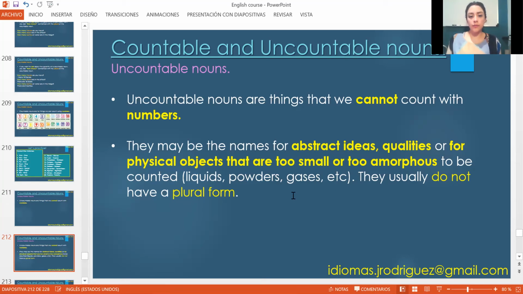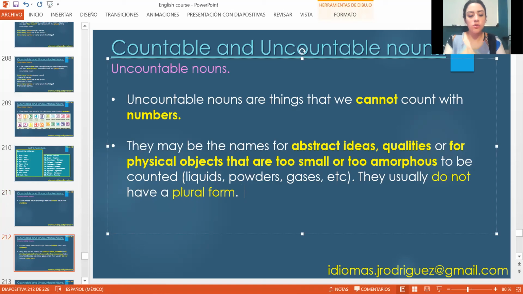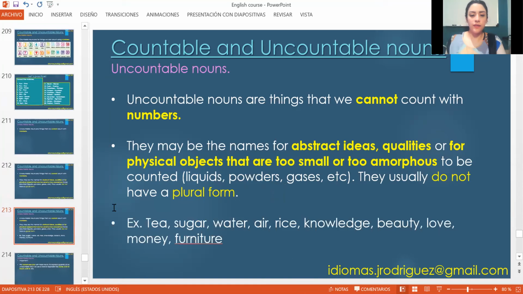Por ejemplo, vimos que teníamos la palabra apple, okay, and that's the singular, but the plural is apples. So in that case, apples is countable. But here I have some examples. Tea. We don't have the word teas. It is always tea, one tea or more. Siempre es tea. Okay, no tiene una forma plural, no tiene teas.